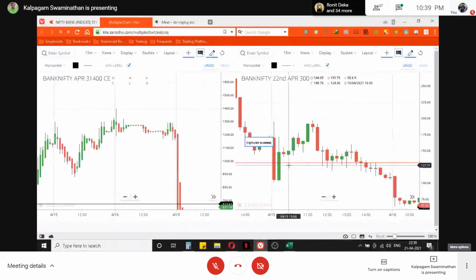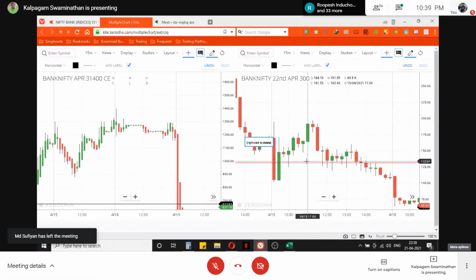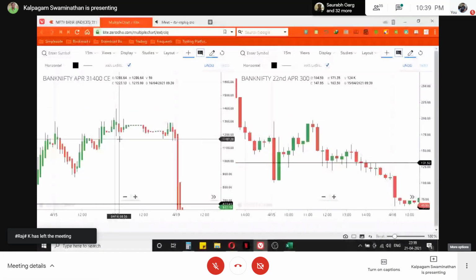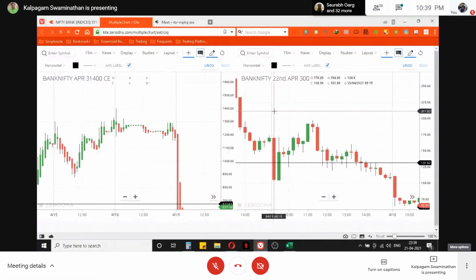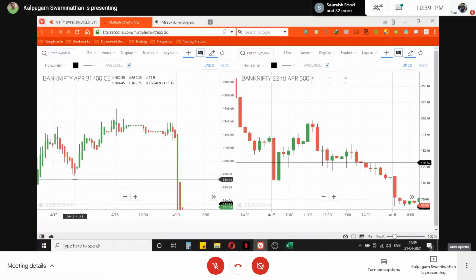So whenever a Heikin Ashi reversal happens, you will take an entry. Either green to red, or red to green. That's correct. The point is, at this time when the red candle is forming, you will not know that a reversal is going to happen.